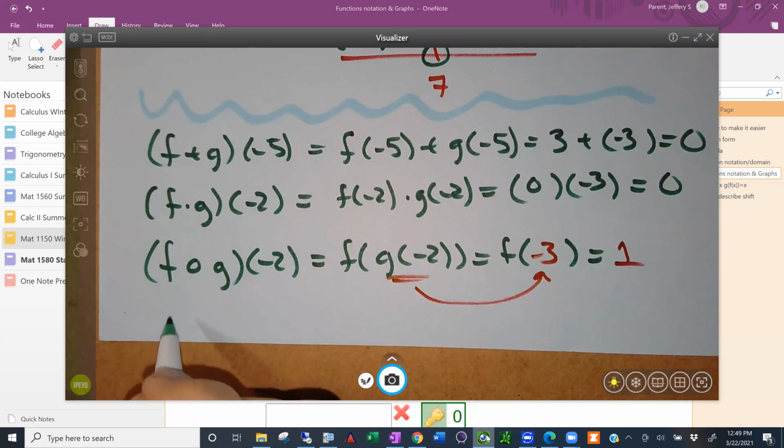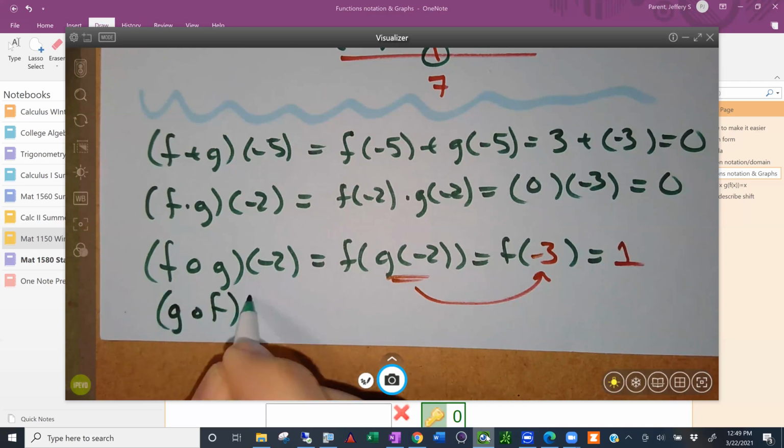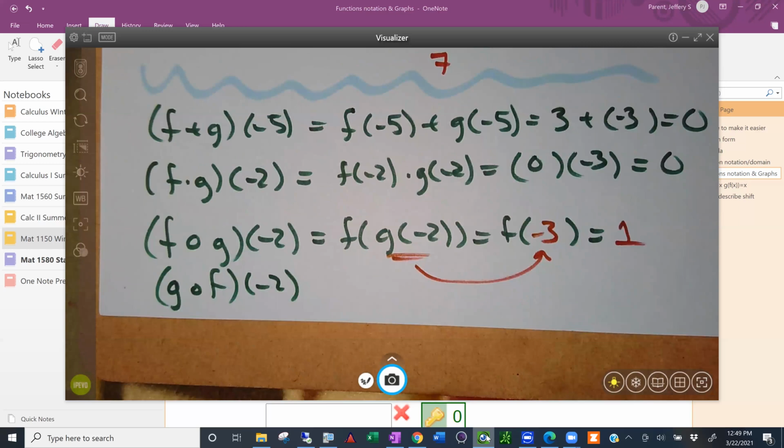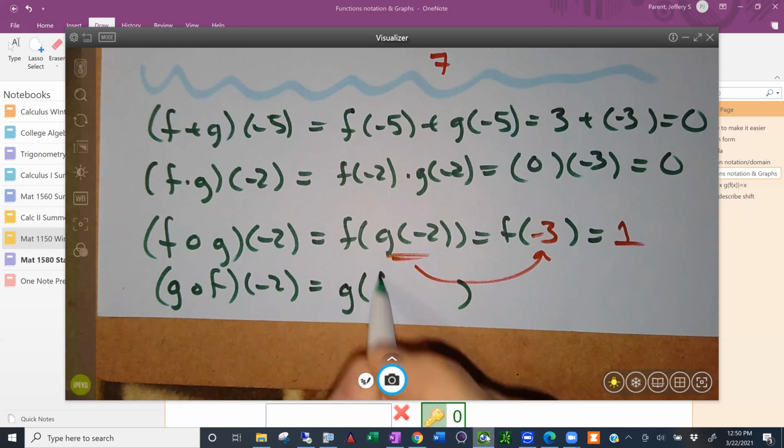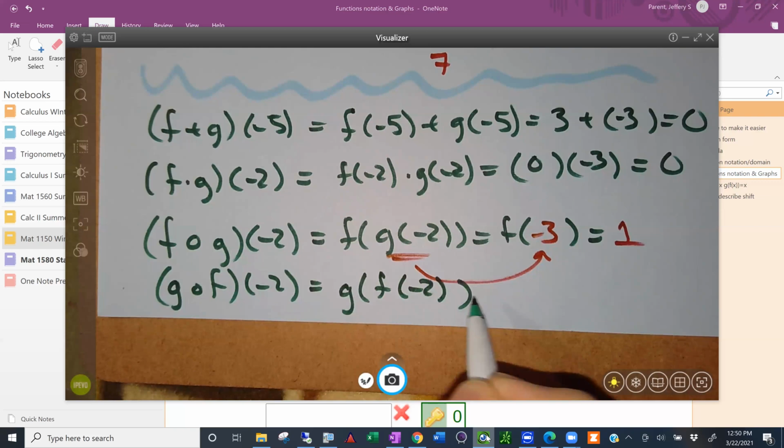Let's think. We could also do g of f of -2. Now, if I get the same thing, that means the order is commutative, or these functions are commutative. This operation is commutative. But generally speaking, I don't get the same things. Now, the difference in this is what's on the outside. Which function's on the outside with this one? G. So it's going to be g of f of -2.